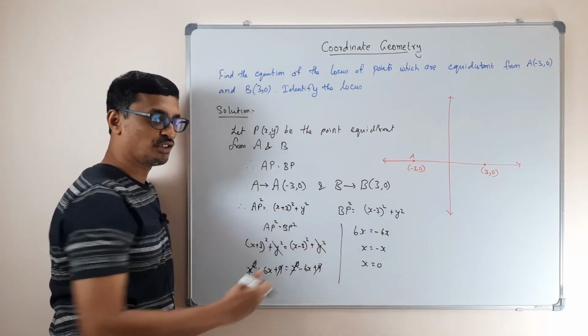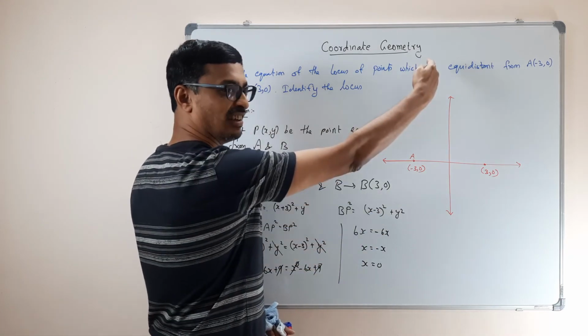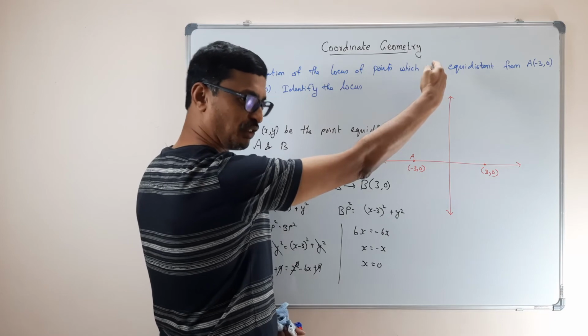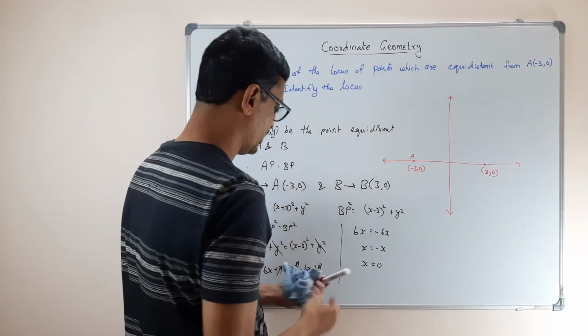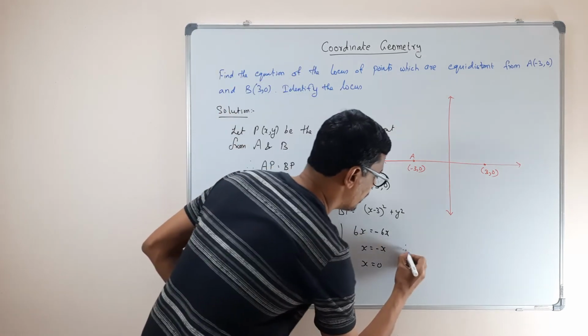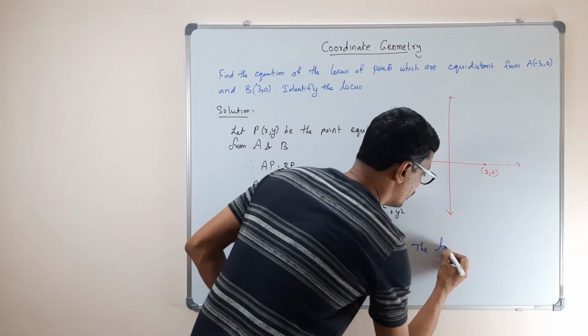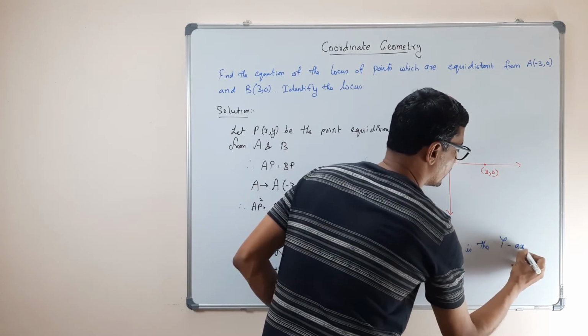So when x is equal to 0, what is the equation of the y-axis? x equal to 0 is the condition. So what happened? Therefore, what you have to write: the locus is the y-axis.